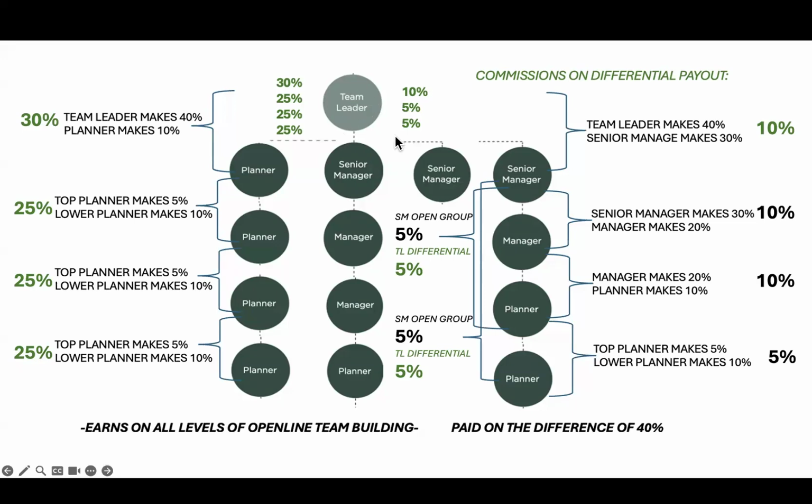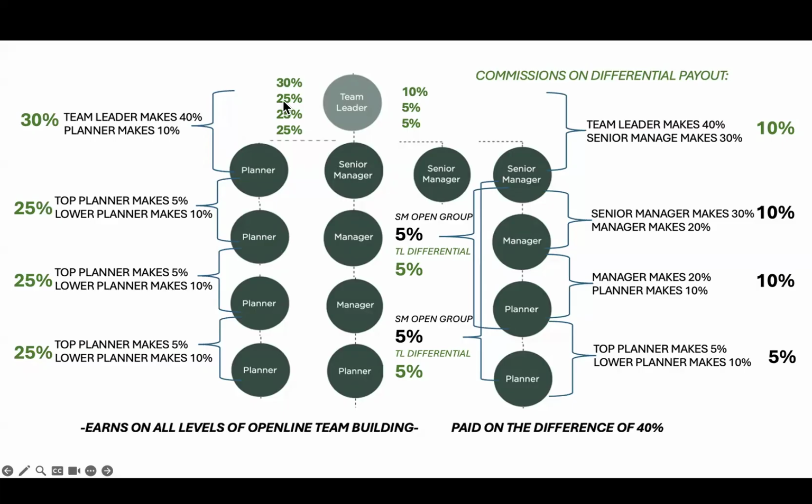So if I'm at a 40% payout as a team leader and a planner is entitled to 10, team leader makes 40, planner makes 10. So the difference of 30% gets paid to who? The team leader. Okay. Level 2. Because a planner only makes 5% on his level 1 planner, the top planner will make 5% and the lower planner makes 10% of what he buys and sells. So among these level 1 payouts, there is 25% that is left over on these transactions. 25% gets paid to the team leader.